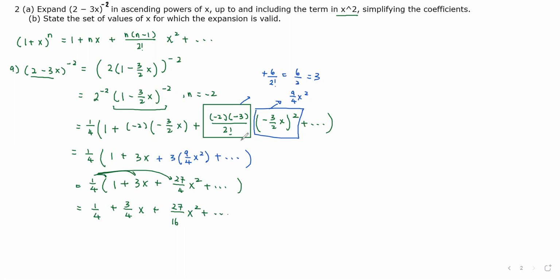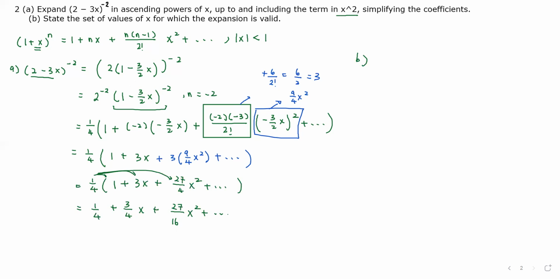And we have the expansion in ascending powers of x up to and including the term in x squared. That would be part A. Part B: state the values of x for which the expansion is valid. For this expansion to be valid, the absolute value of the second term in the binomial must be less than 1.